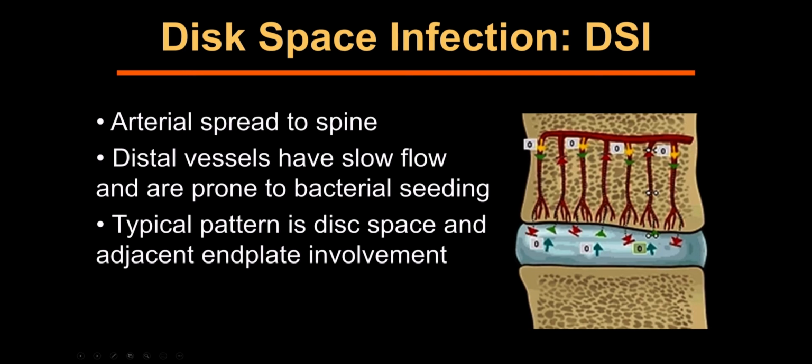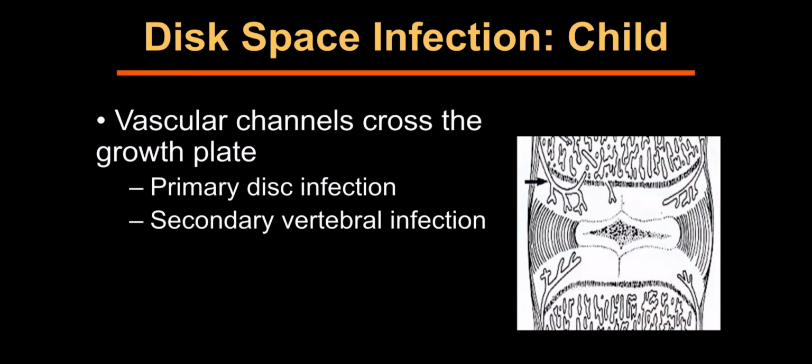So, as I intimated before, the typical spread is arterial to the spine. The distal vessels with slower flow are at the end plate and or the intervertebral disc. And so the typical pattern of involvement that we see on imaging is disc space involvement and involvement of the adjacent end plates. Now, kids and adults are a little bit different, and I'm going to show you this differentiation.